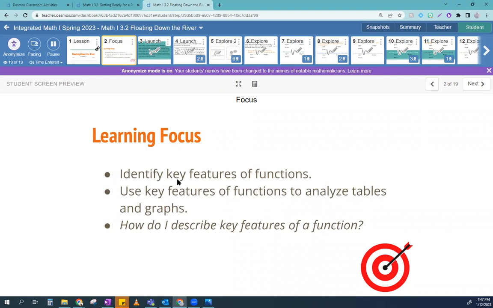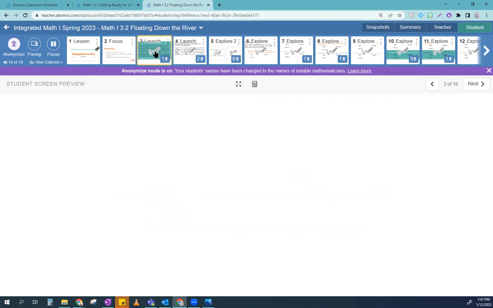It says you'll be able to identify key features of functions, and we use key features of functions to analyze tables and graphs. And how do I describe key features of a function? Notice here, because you have the ability to graph everything using my best friend, Desmos, they're not asking you to graph something. They're asking you to identify things, use the features, analyze the things. These are things that your graphing calculator can't do. These are things that we as humans need to get better at, so that when we look at a graph, we can pick out the important parts, right?